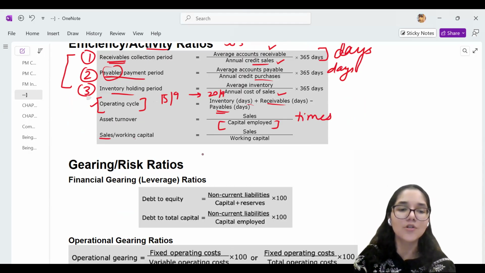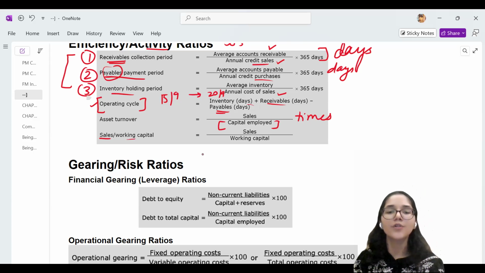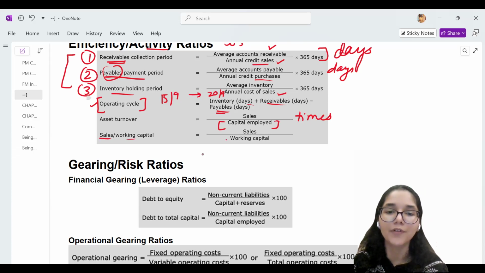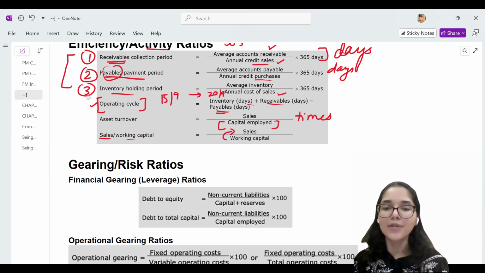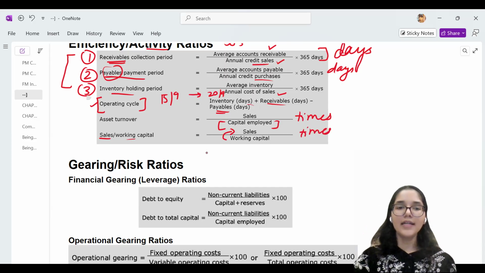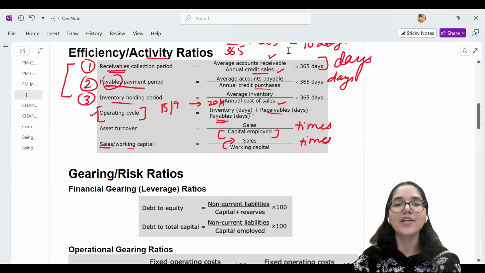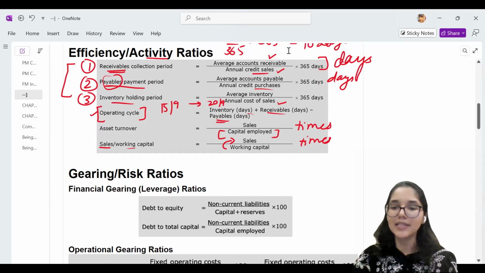And one more ratio, which is lastly a part of the efficiency or the activity ratio, is your sales to working capital ratio. So here you see, in comparison to the working capital, how much sales are you making? This will also be represented in terms of times. All right, so these are the efficiency or the activity ratios. These measure the activities of the business.